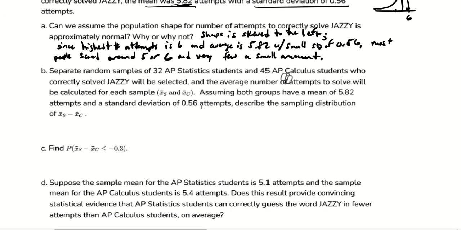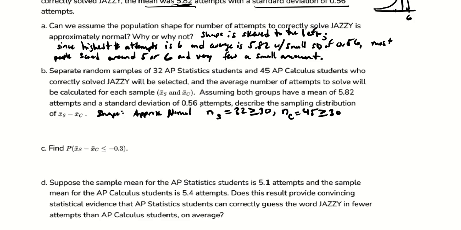Okay, so B: separate random samples of 32 AP Stats students and 45 AP Calc students who correctly solved jazzy. The average number of attempts to solve will be calculated, assuming both groups have a mean of 5.82 attempts and a standard deviation of 0.56 attempts. Describe the sampling distribution of X bar S minus X bar C. So we'll do the shape. It's going to be approximately normal, and the reason is that n_S, which is 32, is greater than or equal to 30, and n_C for calculus is 45, which is greater than or equal to 30.